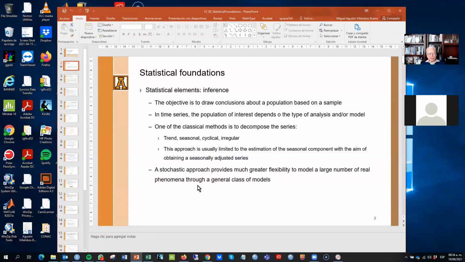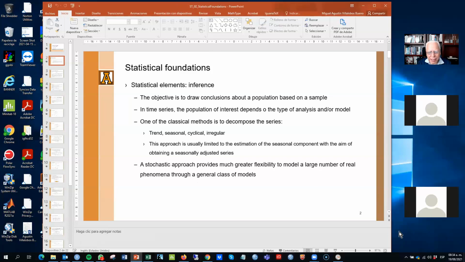The first few sessions in this course are more theory than practice, because to be able to start modeling time series, we need to have first the background on some of the theory behind, so that we can understand why we use certain tools to try to determine what type of model is the one that's appropriate to the series that we have at hand. So I'll be going over this presentation, ST02 Statistical Foundations.